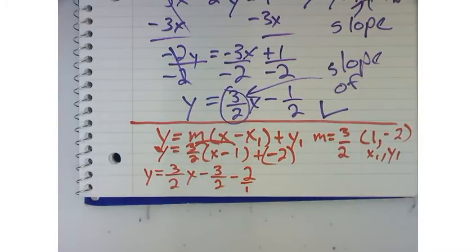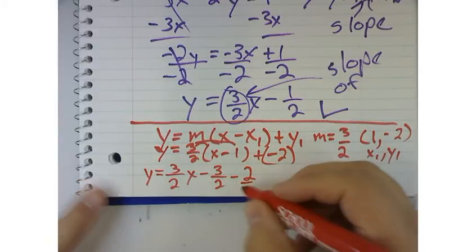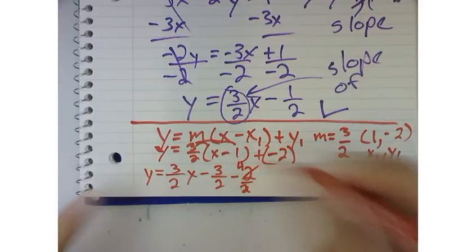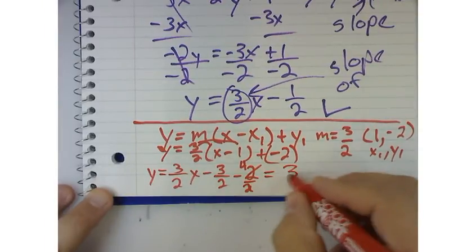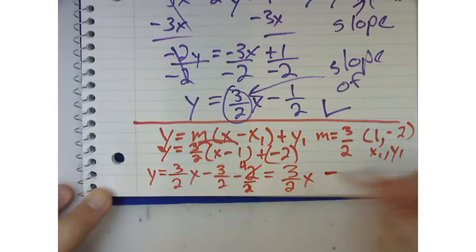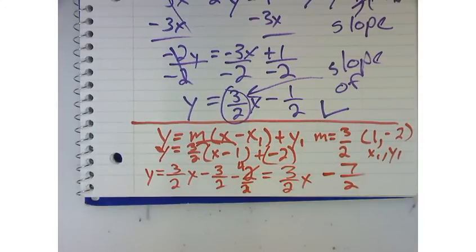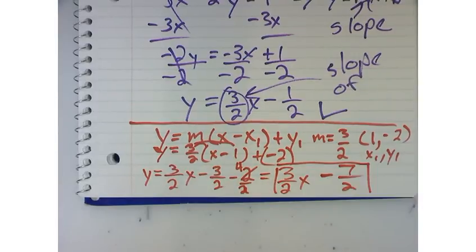Now, how can I combine the 3 halves and the 2 over 1? They're both negative, so I'd add them up and they'd be a negative value, but what would I do? What do I need? Common denominator. So if I multiply this with a 2 on the bottom, then this becomes 4, right? Because 4 over 2 is the same as 2 over 1. So I end up with 3 halves x minus 7 over 2. And that is my final answer. Double check in the back of the book, and that is it. Any questions? Did I go too fast?